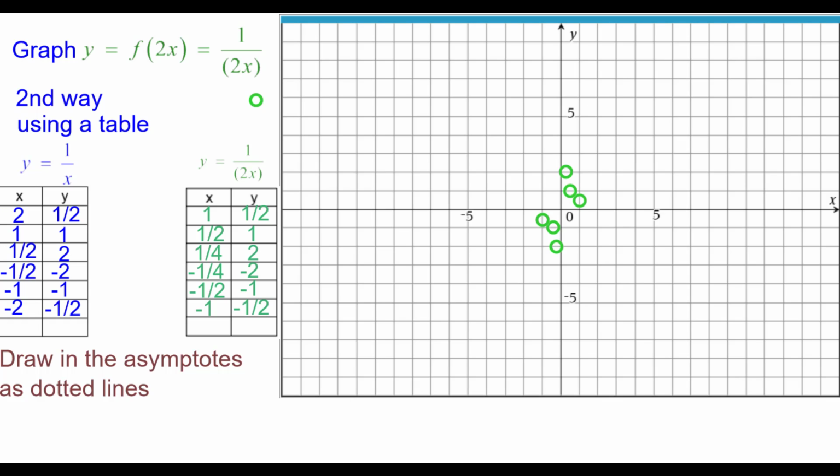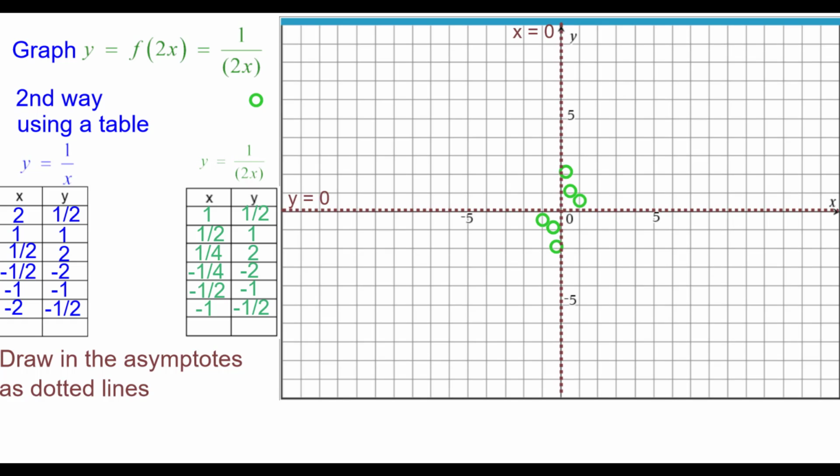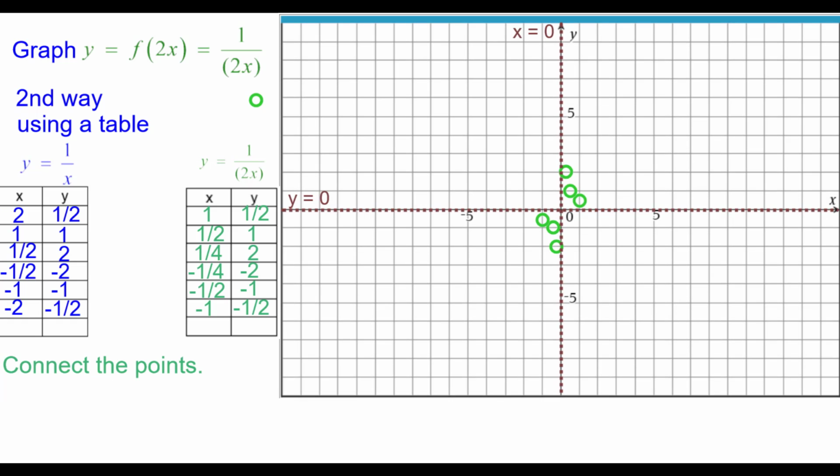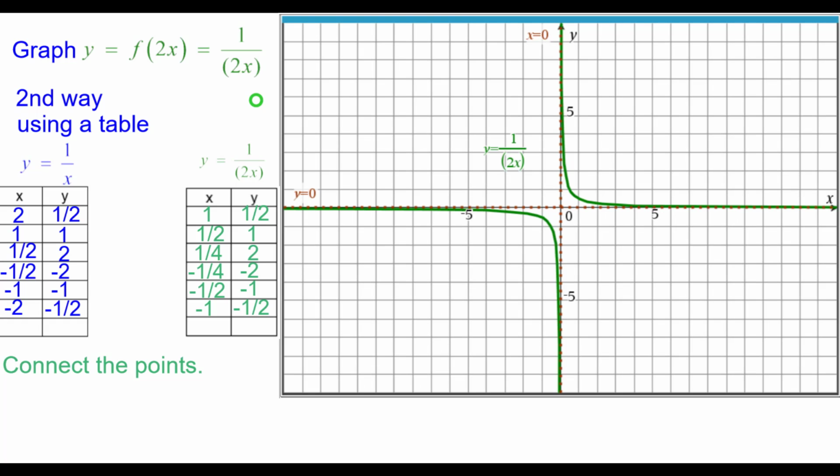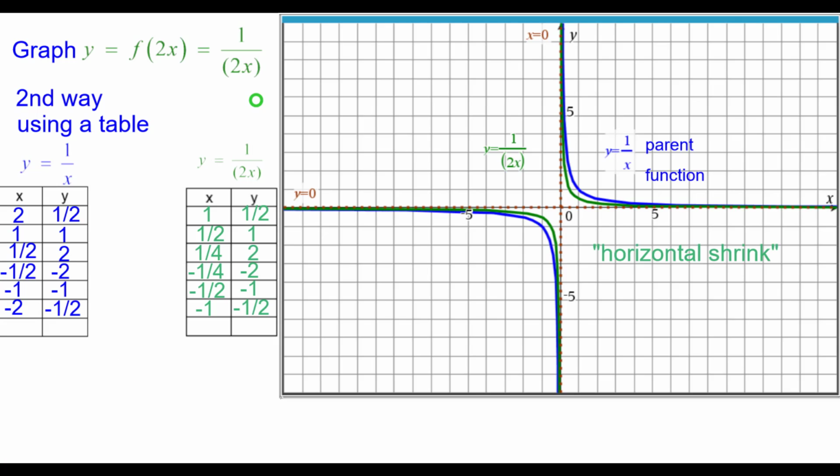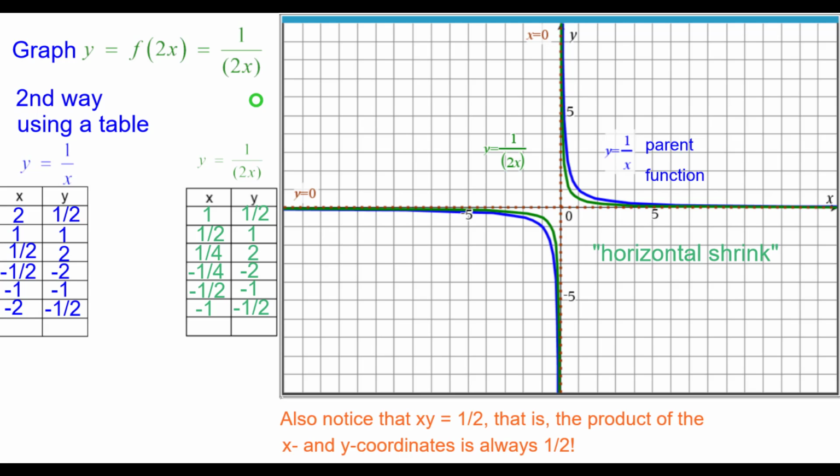We should draw in the asymptotes as dotted lines, and in this case the x-axis and the y-axis are our asymptotes, our boundary lines. Connect the points into 2 branches of a hyperbola, and we can compare that to the parent function, and again the green is a horizontal shrink of the parent function. And the product of x times y, the x coordinates and the y coordinates, is always 1/2 on the green function.